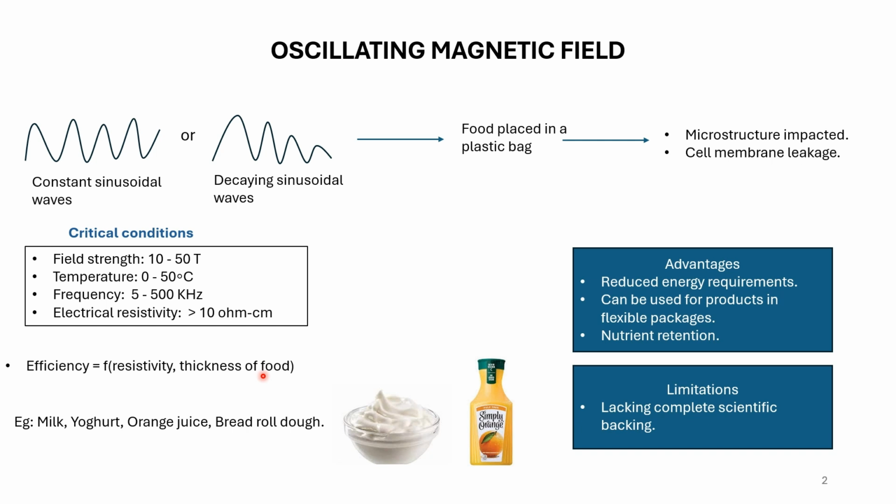Now, there are several critical conditions that one needs to follow when carrying out oscillating magnetic field treatment. First is that the magnetic field strength used should be between 10 to 50 Tesla. Anything much beyond the magnitude of Earth's magnetic field will be beneficial in the process. It increases the efficiency of the process.